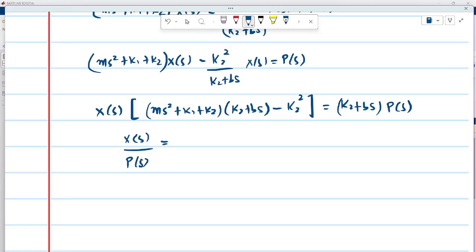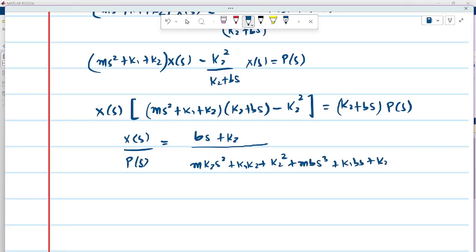equals bs divided by k2 whole divided by, if you want to simplify it even further, it will become m k2 s square plus k1 k2 plus k2 square plus m b s cube plus k1 bs plus k2 bs minus k2 square.